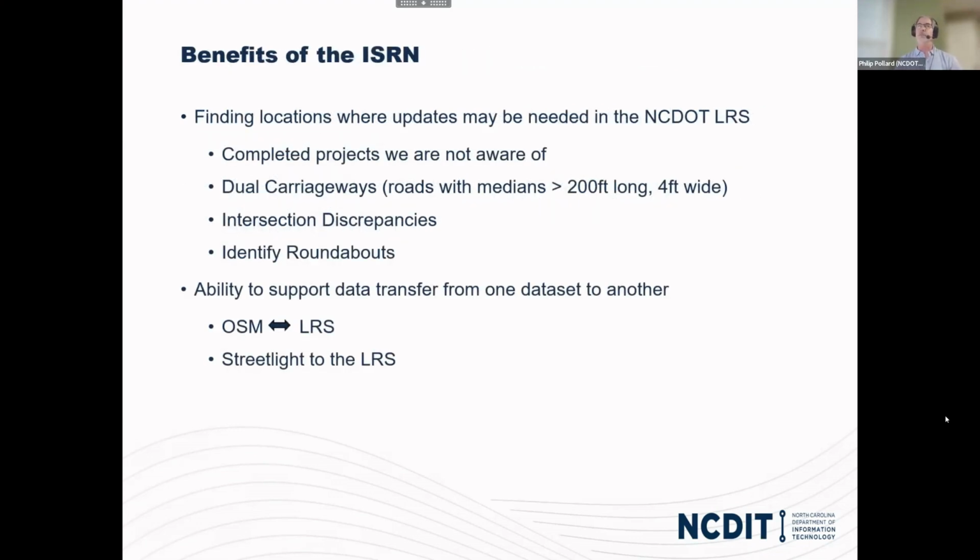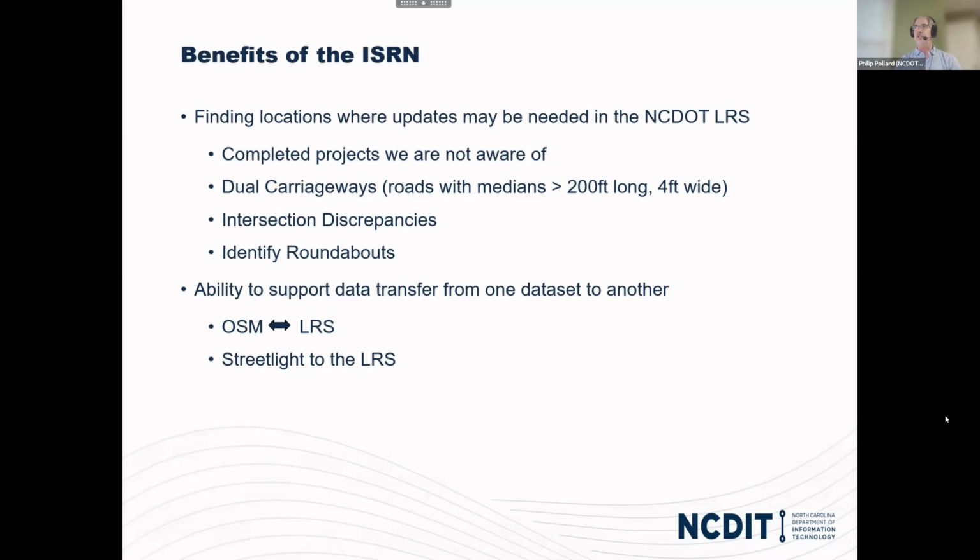So the benefits of the ISRN is finding locations where updates may be needed in the NCDOT LRS center lines. And, you know, sometimes the divisions don't send things to us to let us know that there are projects that are completed. But we found in OpenStreetMap that we can leverage that into our LRS. So the completed projects, you know, we're not aware of that have been completed.